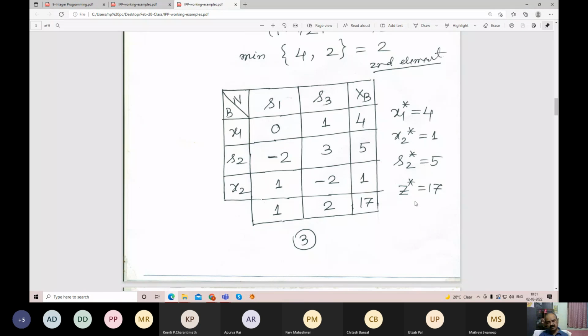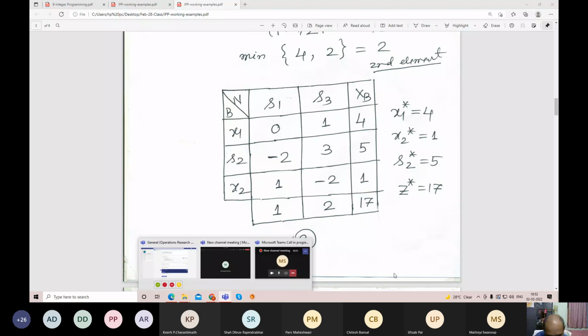Anybody? Any confusion? Have you taken your tiffin? Yes or no? Is there any problem? Not audible? Is it audible or not audible? Sir, you are audible, sir. Audible. Say something. Yes, sir, you are audible, sir.